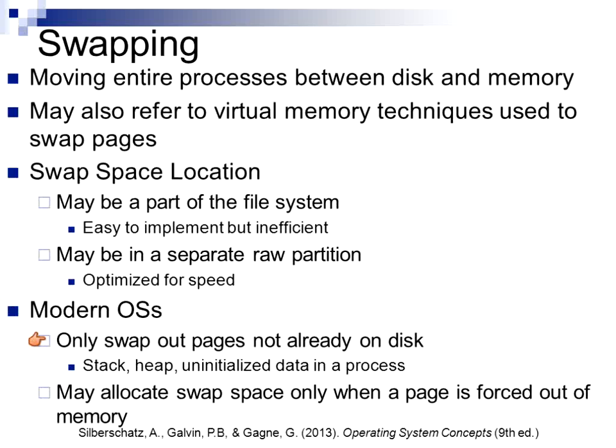Modern operating systems only swap out pages that aren't already on disk, and they also can be optimized by only allocating swap space on the disk when a page is being forced out of memory. Okay, so if you remember back, we talked about swapping, and your book goes into more detail on, now that you know more about how disk drives actually work, what that means to swapping.